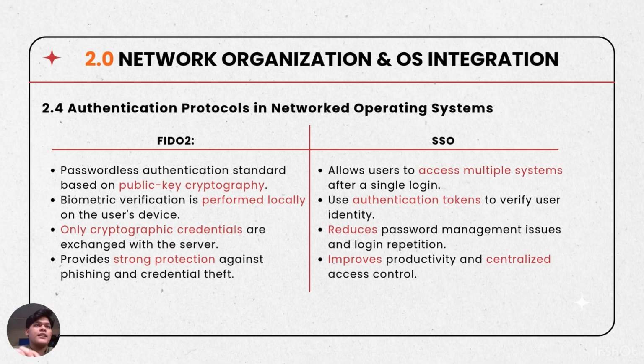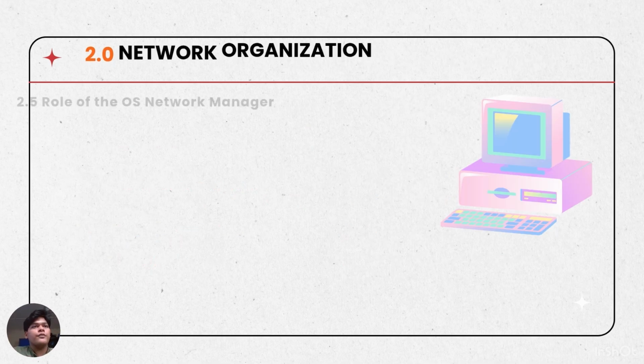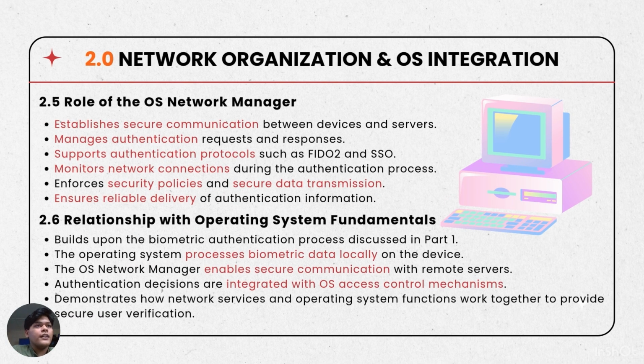And finally, section 2.5. Overall, the OS network manager acts as the ultimate bridge. It enforces security policies and manages remote server communication, while the core OS handles local biometric processing and access control. Together, they create a seamless, secure verification environment.